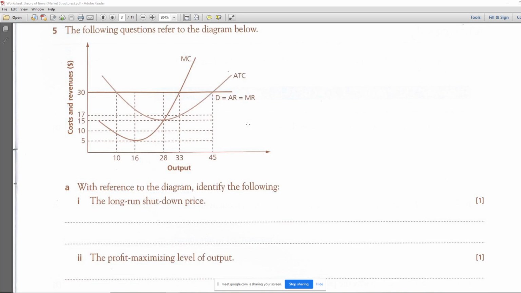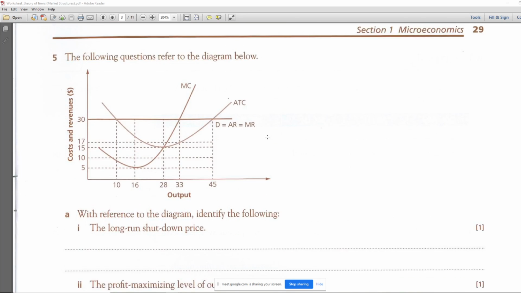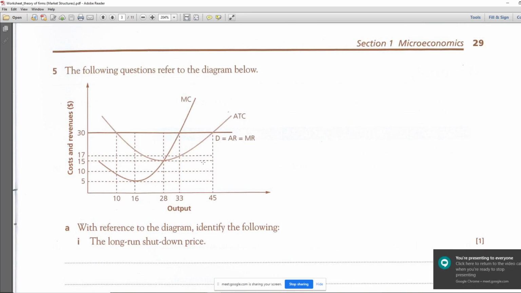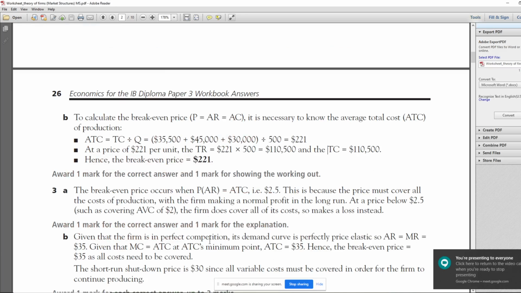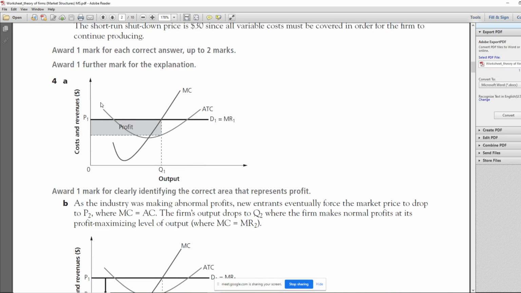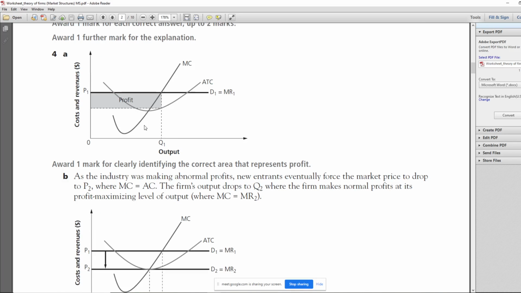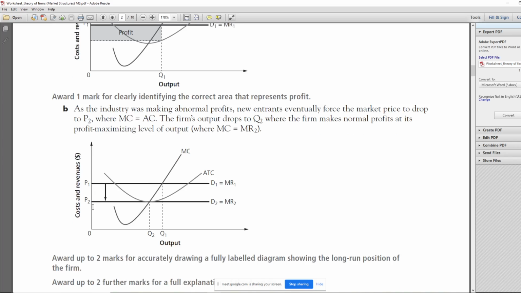Let's go to number 5. I think this is the last one that we have. Before you go to number 5, for 4A, the area here is the profit. That's the abnormal profit or the economic profit, or if you want to call it supernormal profit, they're the same, just different terms. In the long run, it will go down from P1 to P2. This is where we can find normal profit.